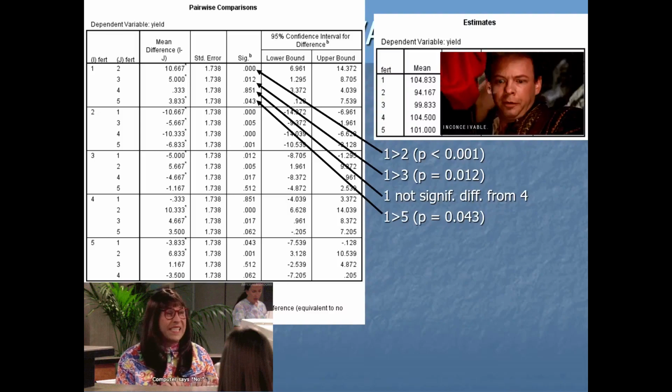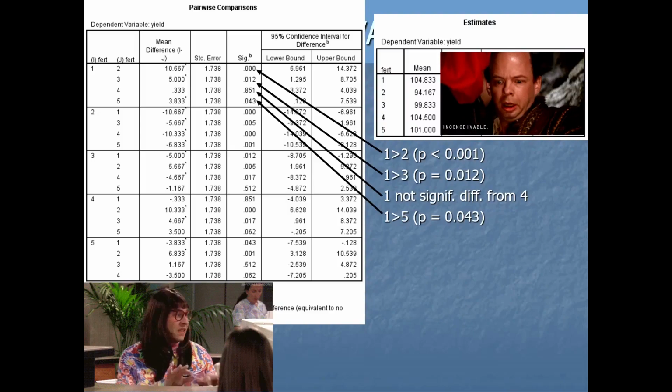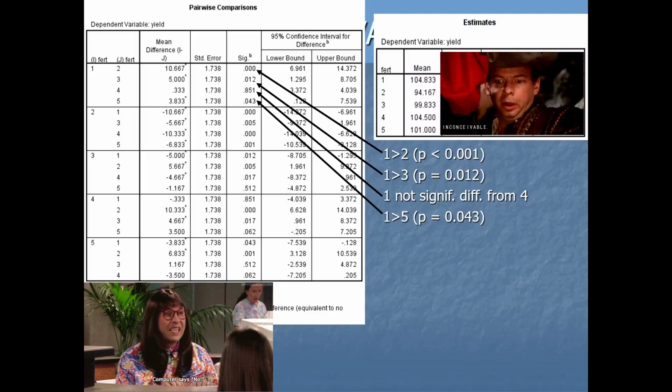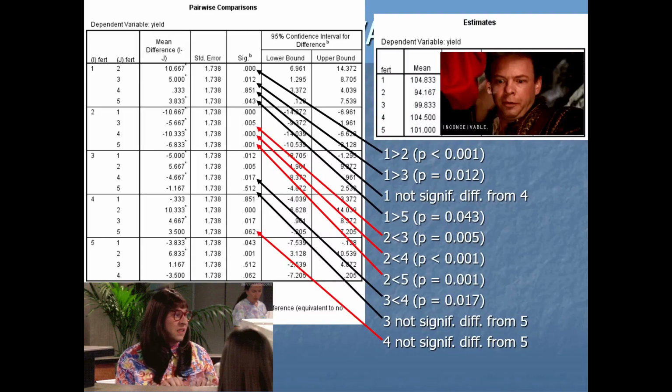But we still want to check, like, how does 2 compare to the others? How does 3 compare to the rest? And so on. So we would just continue looking down the SPSS output here until we've checked each comparison and see if the p-value in that sig column, the p-value column, was statistically significant. So that's actually the rest of the comparisons that I've drawn arrows to here. That covers all the possible comparisons.